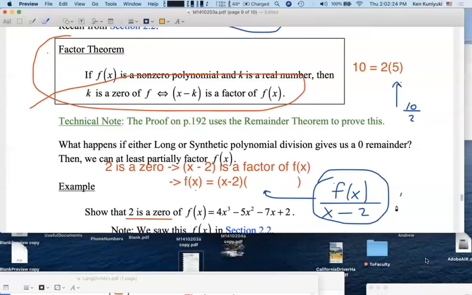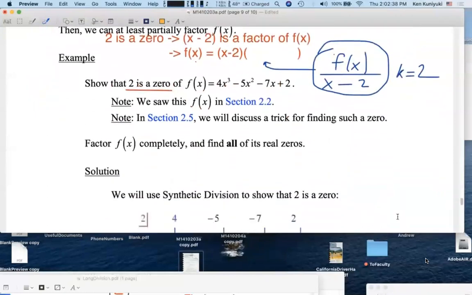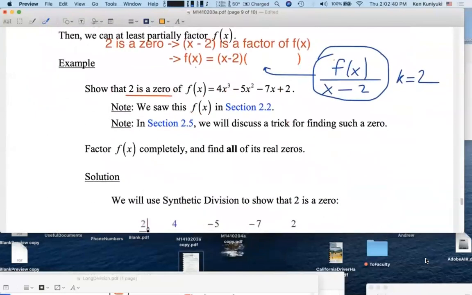Synthetic division, where k is what number? We're dividing by x minus k, where k is 2. There's a sign flip. We're dividing by x minus 2, so k is positive 2. That's the number we put in the dunk tank. We want to work this out. We put 2 in the dunk tank.